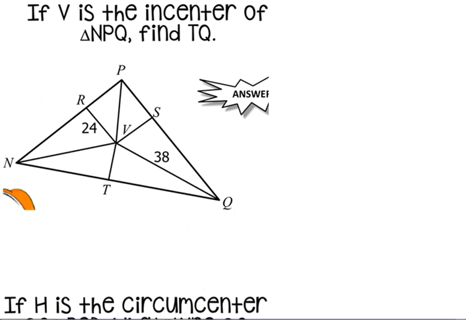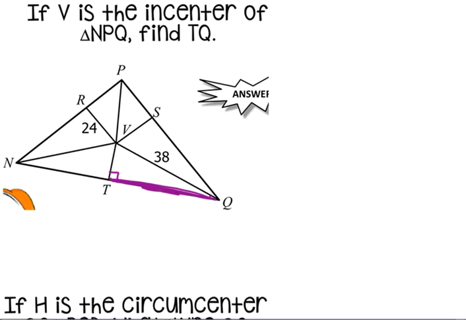Okay, if V is the in-center, speaking of in-center, of triangle NPQ, find TQ. All right, so let's see here. In-center is created by angle bisectors. It's not asking me anything about the angles, though. The in-center is equidistant from each side, so that may come into play. First of all, I'm going to highlight which piece they're asking me for. They're asking me for TQ right here. I know that's a right angle because that distance is always measured perpendicular.